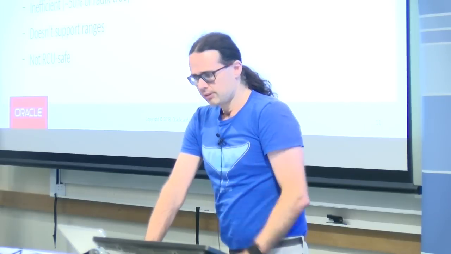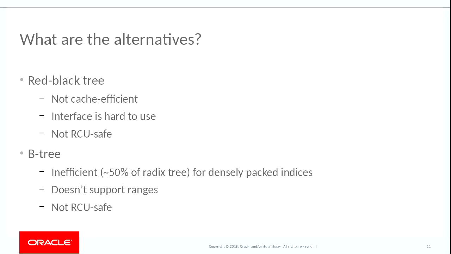One of the advantages of the Radix tree is that it's RCU safe. Very, very important for the page cache. You really don't want to use the page cache on a modern machine without RCU. So the red-black tree was out. So now I looked at the B-tree.